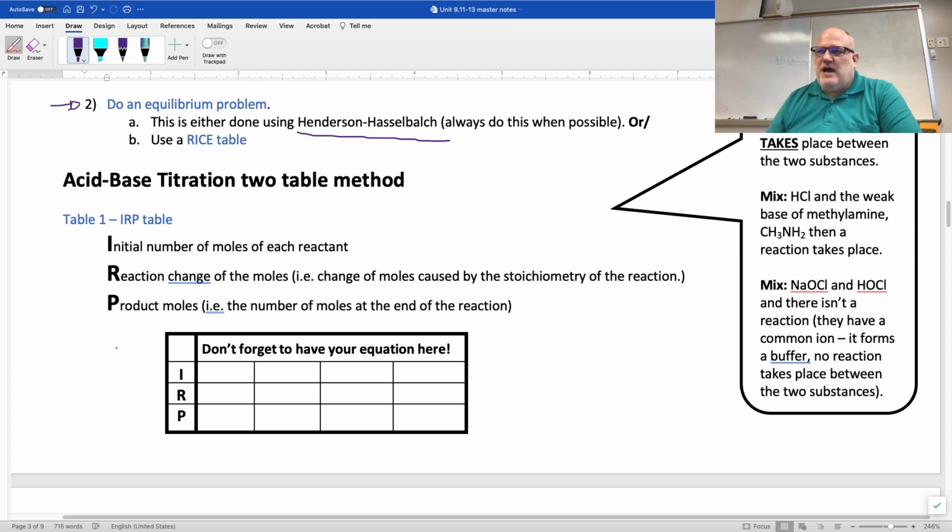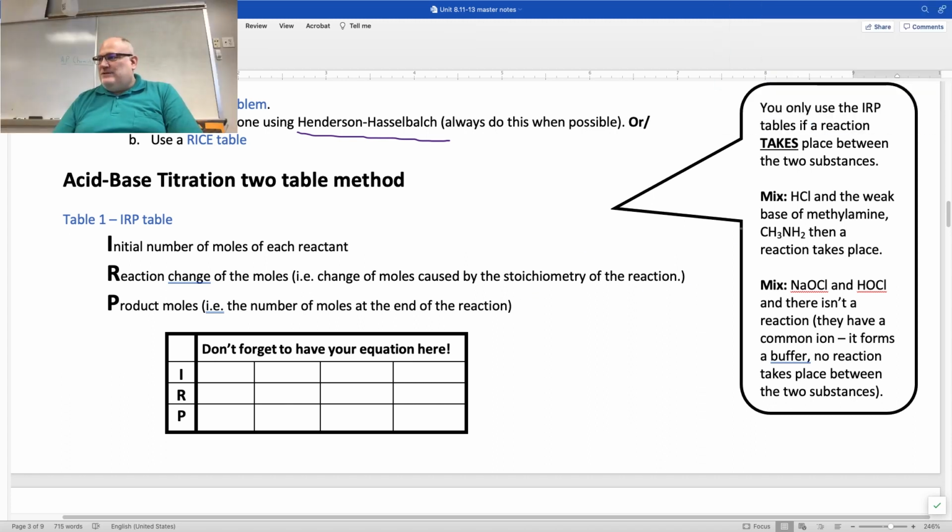So let me just introduce you to the IRP table. Again, it stands for initial number of moles of each reactant. Now it's the reaction change of the moles. In other words, how many moles have been reacted in both the titrant and the analyte. And then finally, the product moles, because the product moles are what are going to be used to do the equilibrium problem. The other thing you need to be aware of here, and if you read the side here, it says that whenever we're dealing with an IRP table, that is, an initial, reactant, and product table, we have to be reacting two things that will react with each other. So like in the example we're going to use, OH minus, or NaOH, and HCl. If you have two things that are the same and you're just adding more of one of them, you're not going to use an IRP table.